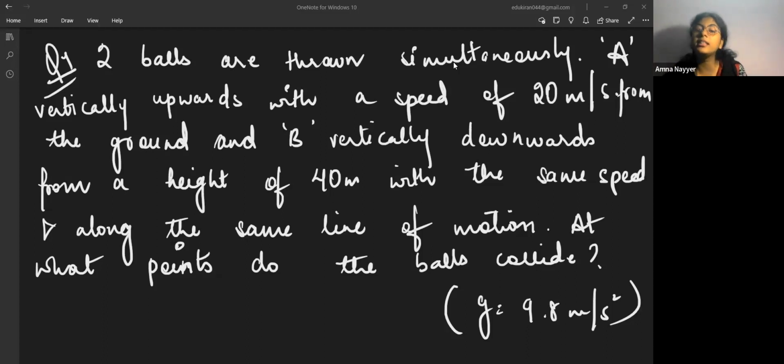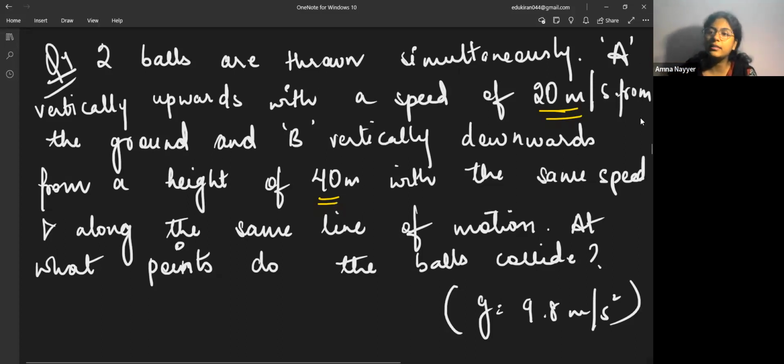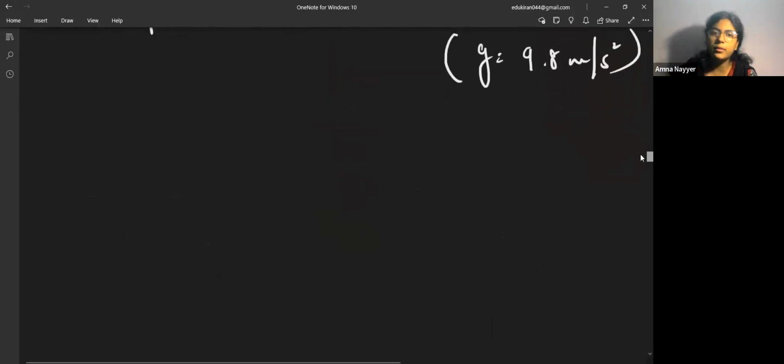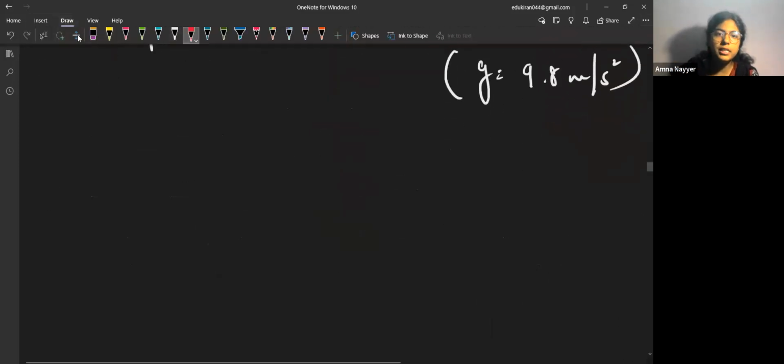Both are having the same speed. It means 20 meters per second is the speed of both the balls. This is the speed, 20 meters per second, and this is the separation between them, means this is 40 meters. Both the balls are thrown, they'll be meeting somewhere. At what point do the balls collide? And g, we have to take it as 9.8. Class, first understand the question. What is the question asking us?